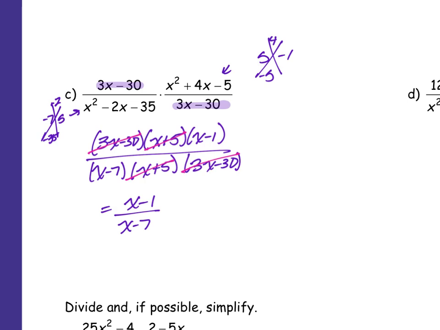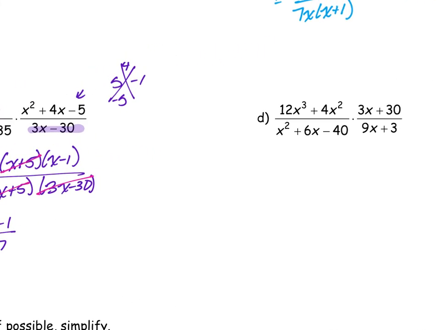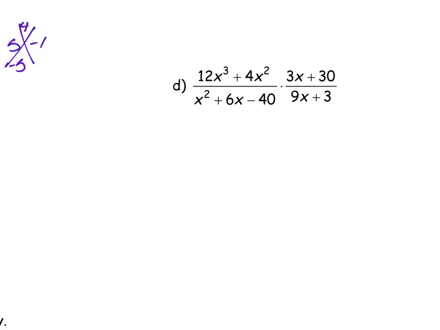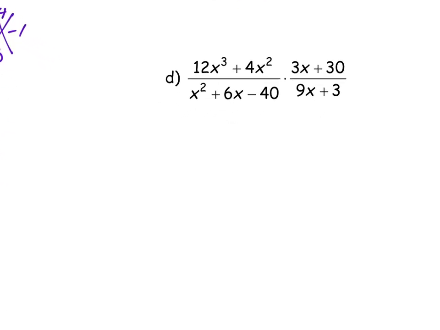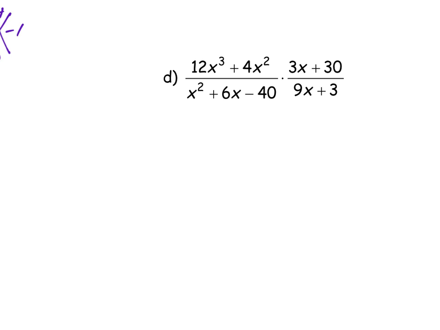And again, for number D, nothing in common on this one. So I'm just going to have to factor everything, and I'm going to factor each individual term. Instead of looking at it as one big, huge problem, I'm going to look at it as 4 individual little problems, so I can factor each one individually. So in the numerator here, I'm going to factor a 4x squared out, and I should get 3x plus 1 left.